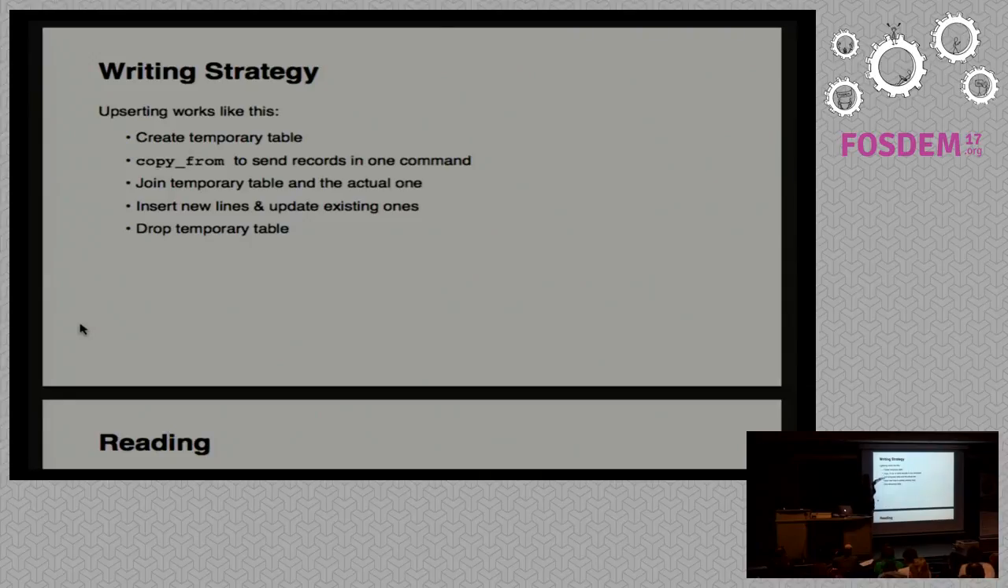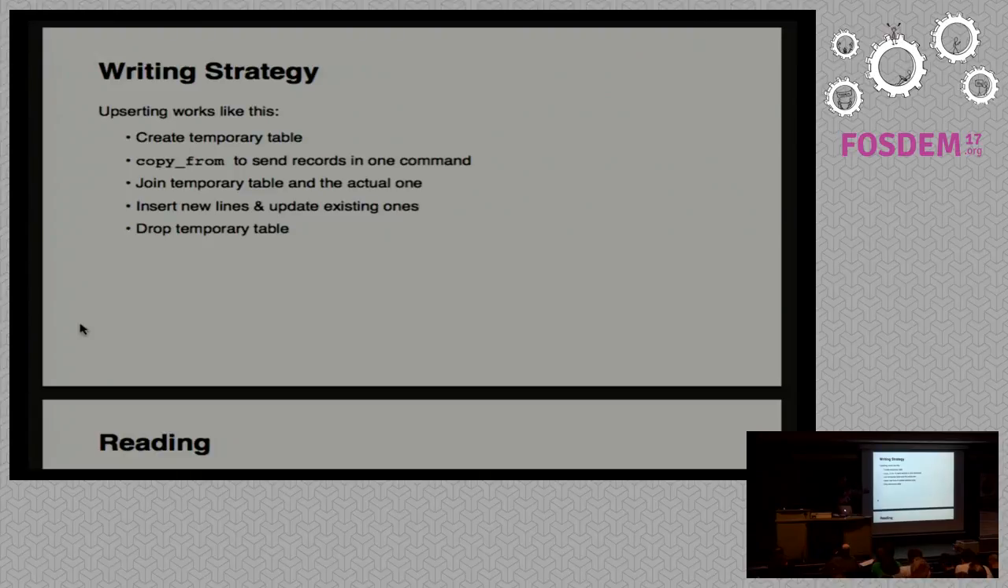So once this temporary table is filled, we join this temporary table with the actual one. So let's say we want to fill teams. This join will tell us which line of the temporary table is new, and which line already exists in the real table. And so we insert the new line and we update blindly all the other ones.